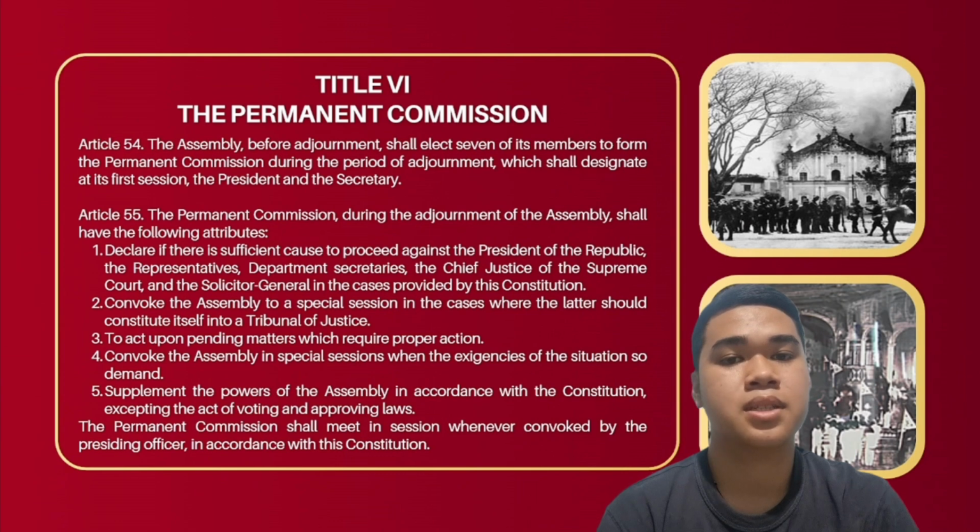Before the Assembly takes a break or adjournment, it must elect 7 of its own members, and these 7 elected members will constitute a group known as the Permanent Commission. It also has a leadership appointment: the Permanent Commission must choose its president and secretary.